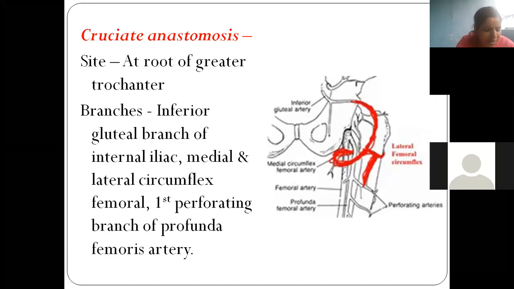Tensor fascia lata is a muscle we find in the gluteal region. It is very simple, just check: you will have origin, insertion, nerve supply, action. It comes from the iliac crest and gets inserted into the iliotibial tract. It is supplied by the inferior gluteal nerve and acts as a flexor of hip and extensor of knee. You will find this information in the gluteal muscles.